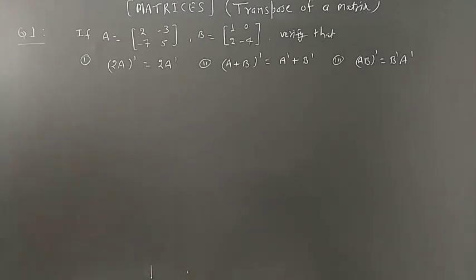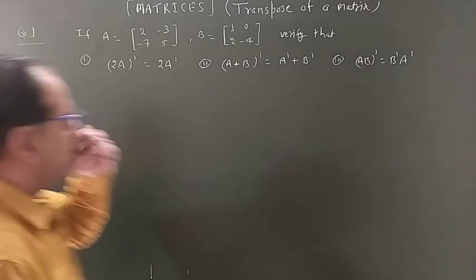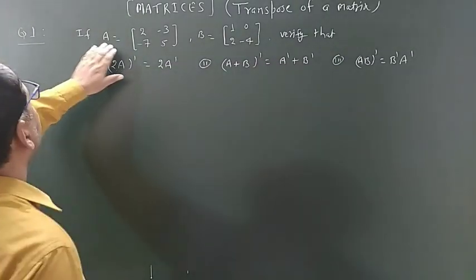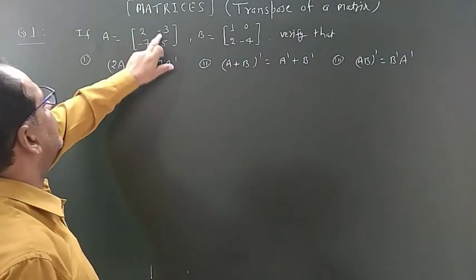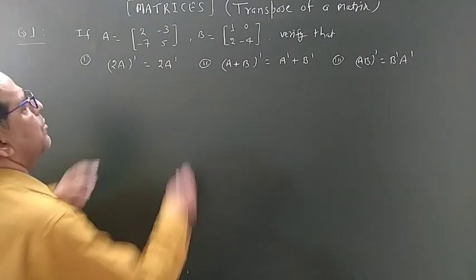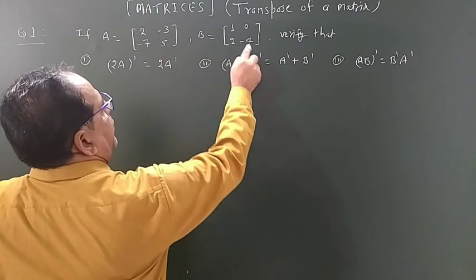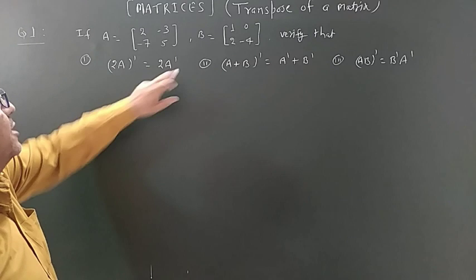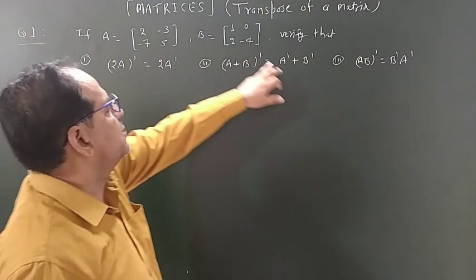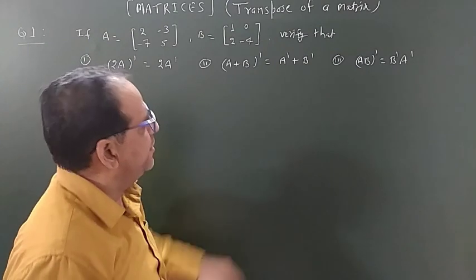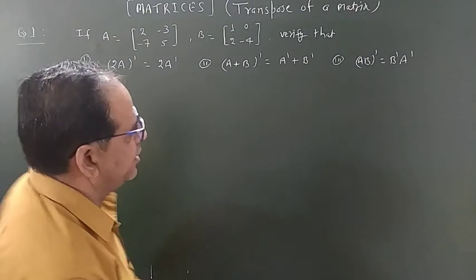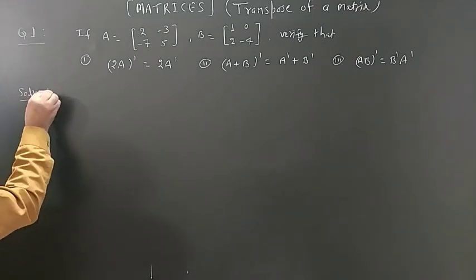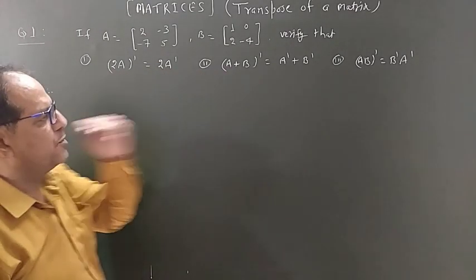Now I am taking some problems based on the transpose of a matrix. Question number one: if matrix A equals 2, -3, -7, 5 of order 2 by 2, and matrix B equals 1 0 2 -4, then verify that (2A) transpose equals 2 A transpose; second, (A plus B) transpose equals A transpose plus B transpose; and third, (AB) transpose equals B transpose into A transpose. So we start with the first. These three questions satisfy three properties of the transpose of a matrix.